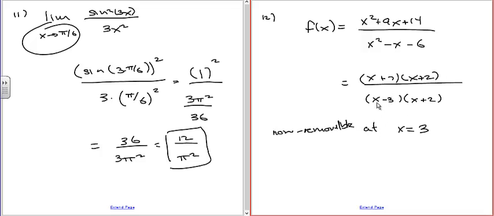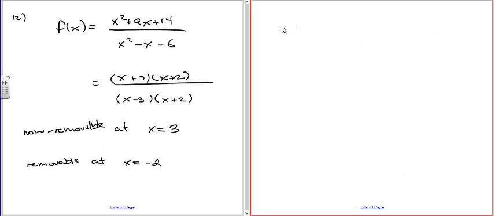So this is a vertical asymptote. This is a removable discontinuity. So we have a removable at x equals negative 2. So now the question is, how do you remove the discontinuity? Well, you evaluate the function at negative 2 after you've simplified it.